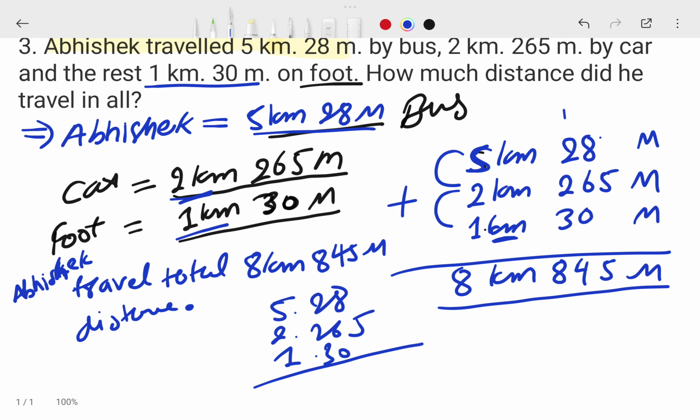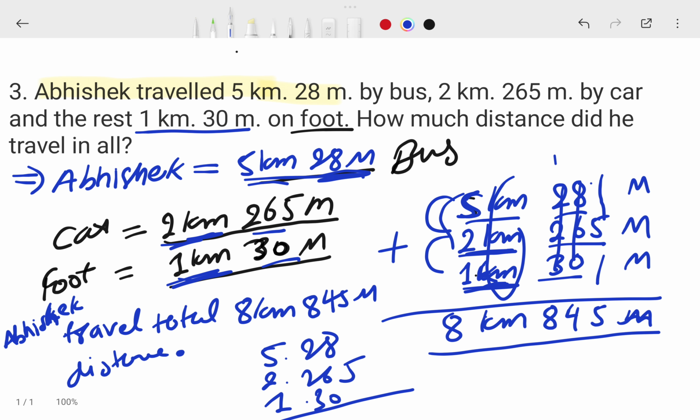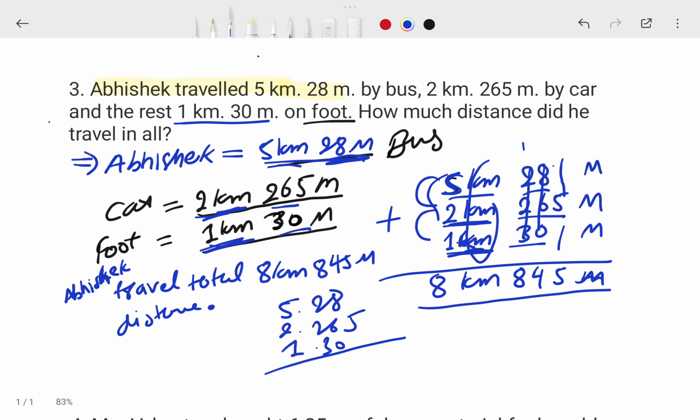Some students get confused when placing these numbers. Where the number is, put it in sequence, don't put it anywhere else. Here it says kilometer, so I put it in the kilometer column: 1 kilometer, 5 kilometers. This is 28 meters, 265 meters, 30 meters. Where there is nothing, I just carried the 5. I added meters under meters and kilometers under kilometers, and got 8 kilometers. Simple. So this question is also very easy.